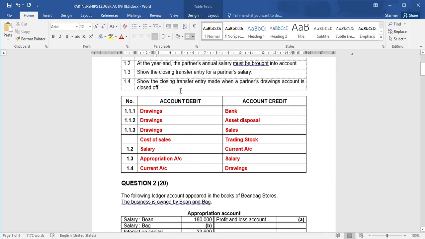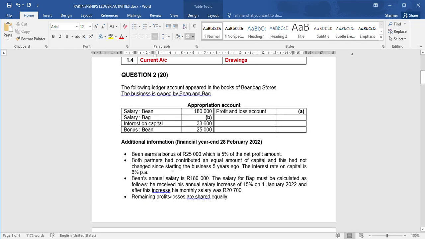And then the closing transfer entry made when a partner's drawings account is closed off. You need to close drawings off, so you'll need to credit that drawings account, and you're going to debit the current account. That current account entry is on the minus side of current account because that's what the partner has taken.